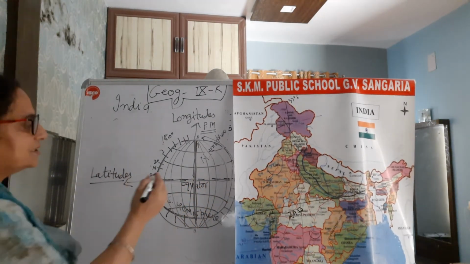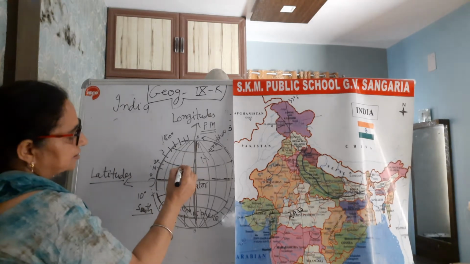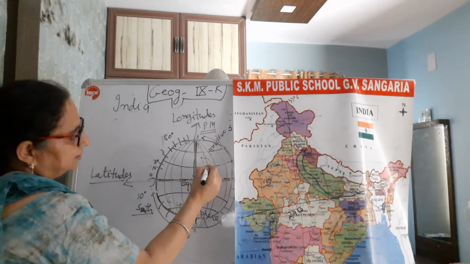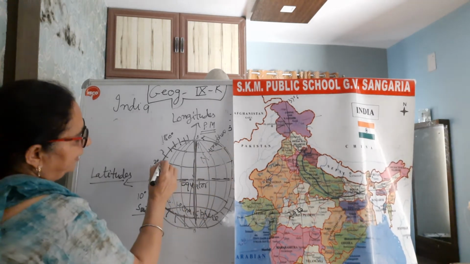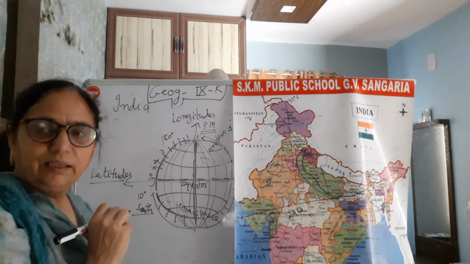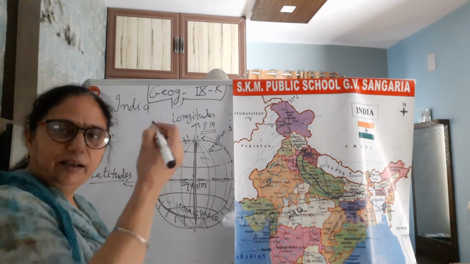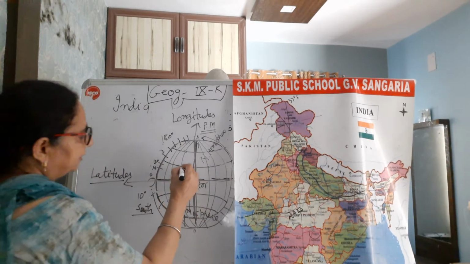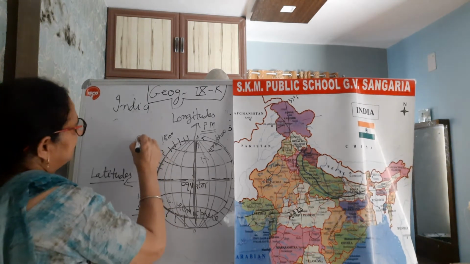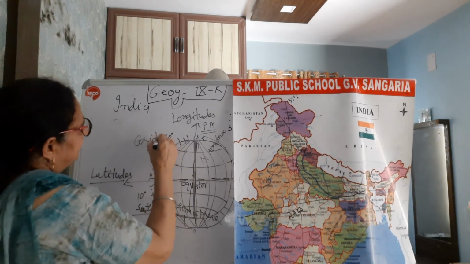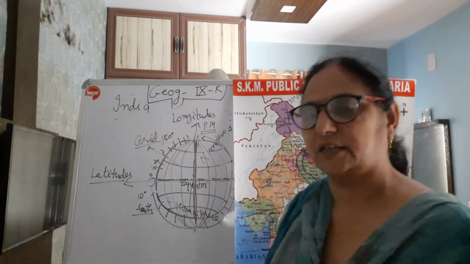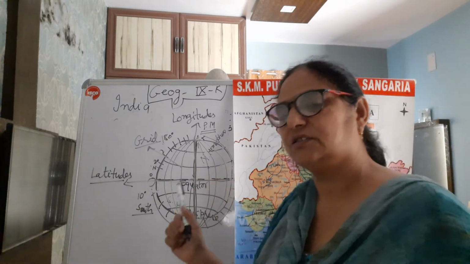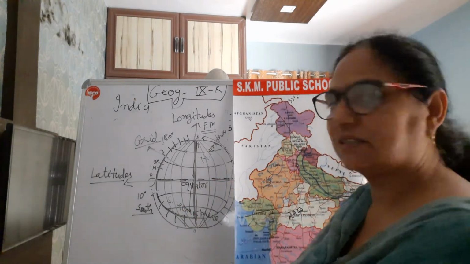Now where these lines intersect, this is the point, this point, this point. Where this horizontal line and vertical line intersect each other, that point is known as a grid. We call it a grid, right? Why are these imaginary lines there, that I was telling you? These imaginary lines are there to locate different places.